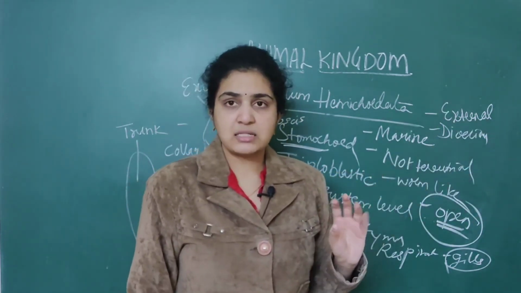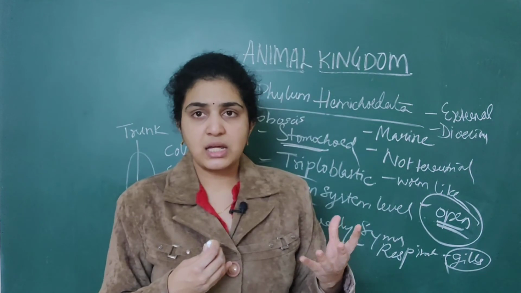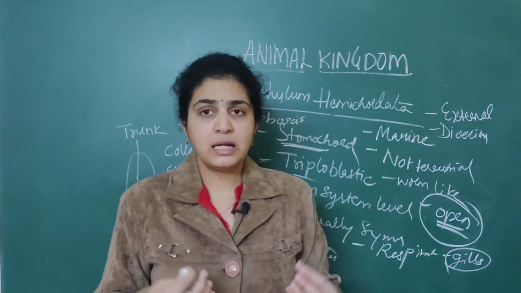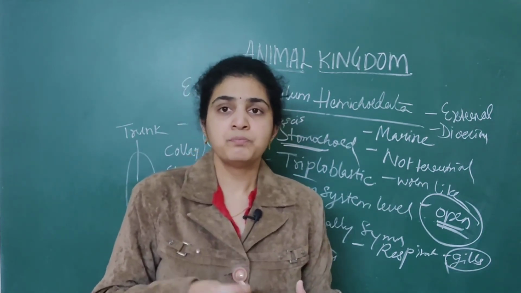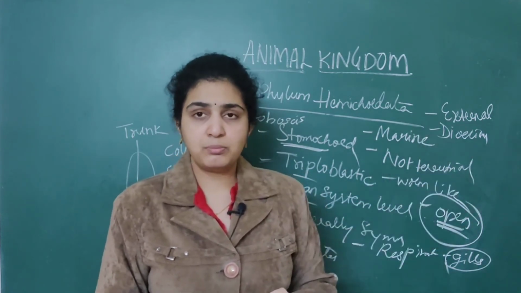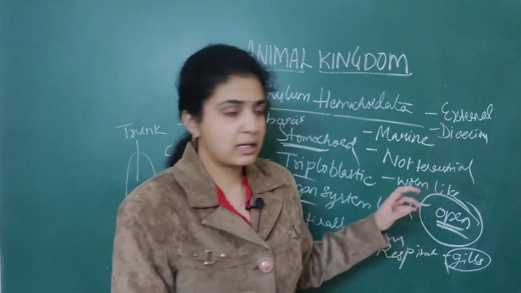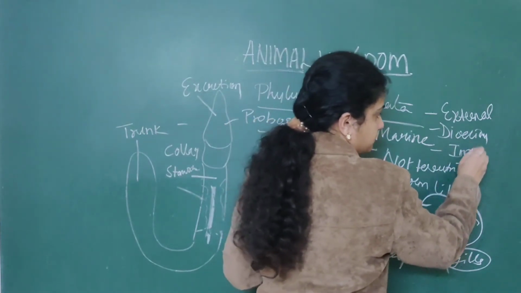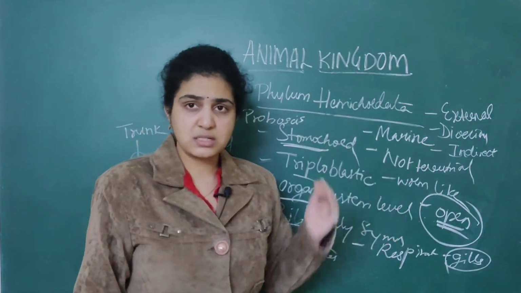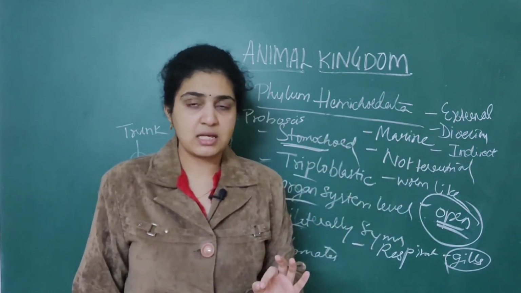Next, external fertilization takes place. External fertilization means it takes place outside the body, in the environment. Internal fertilization takes place within the female. Here it exhibits external fertilization. Next, when you come to development, same as other organisms, it is indirect development. Majority of the phyla till now exhibit indirect development as well as internal fertilization.